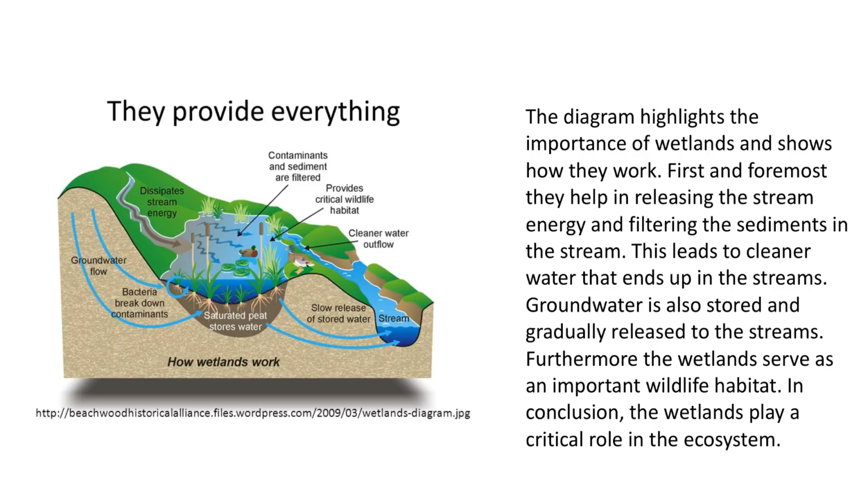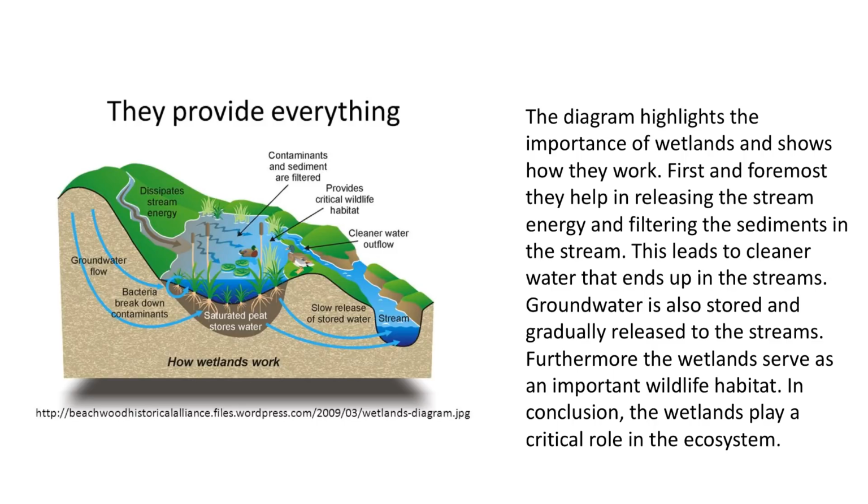Pay attention to the title and the heading of the diagram, the image. In this case, it is how wetlands work, and they provide everything. So they provide everything tells us that the diagram wants to show how important the wetlands are, and then it tells how they do different things. That gave us our first sentence, the introduction, that the diagram highlights the importance of wetlands and shows how they work.